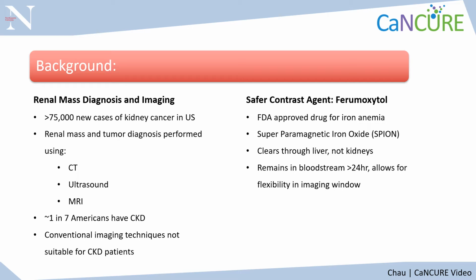To solve this problem, enter Ferumoxytol. It's a safe, FDA-approved drug for iron anemia. It works with an MRI magnetic field and is cleared through the liver instead of the kidneys. It also remains in the bloodstream for longer than conventional MRI contrast agents, allowing for more imaging flexibility.